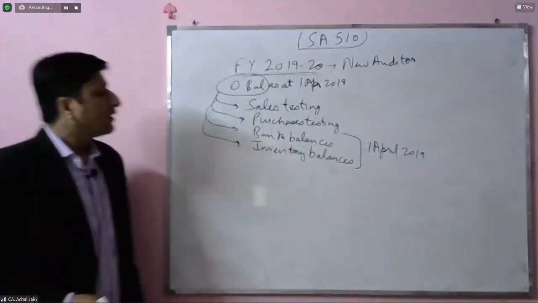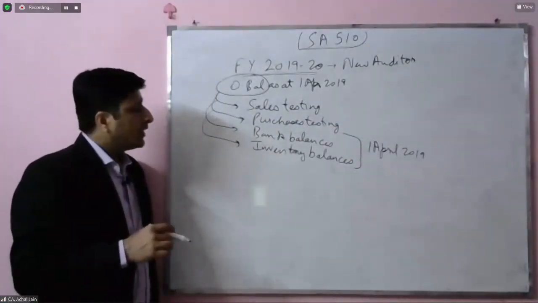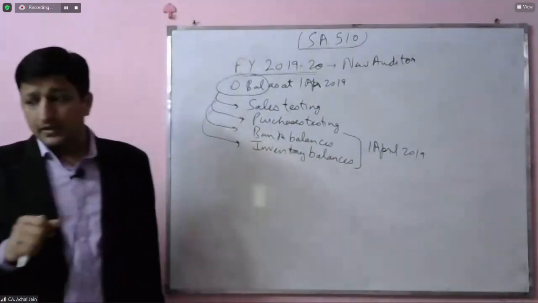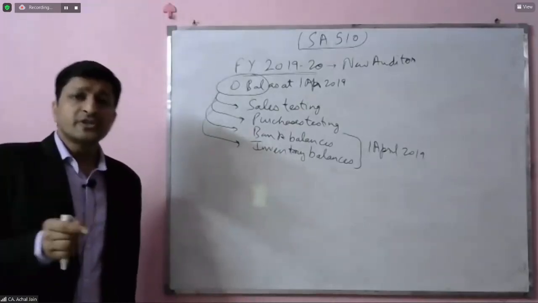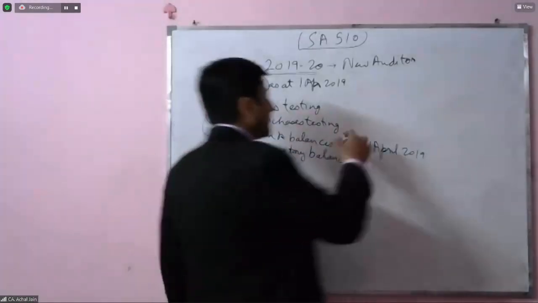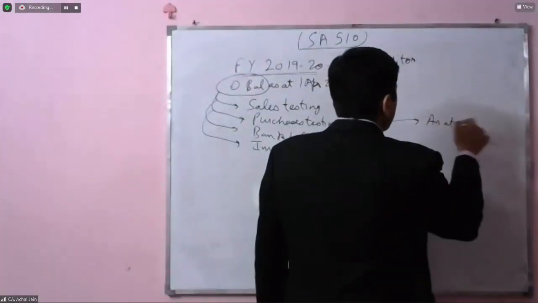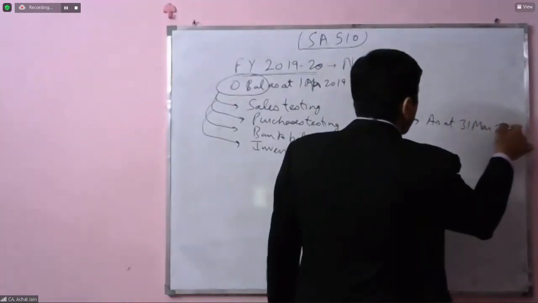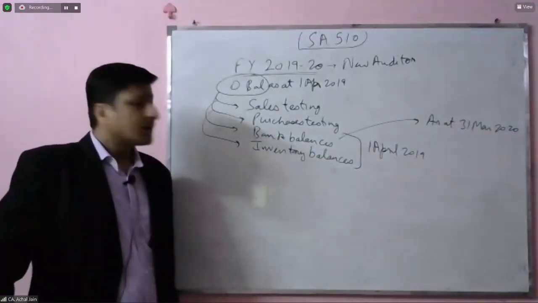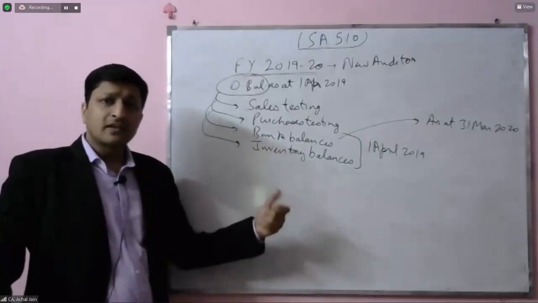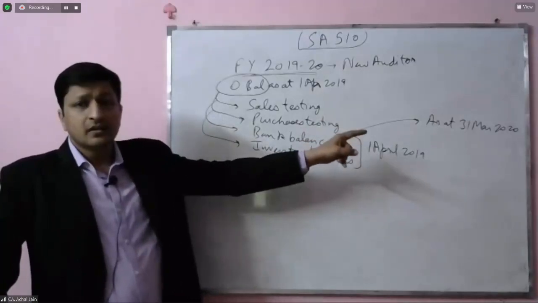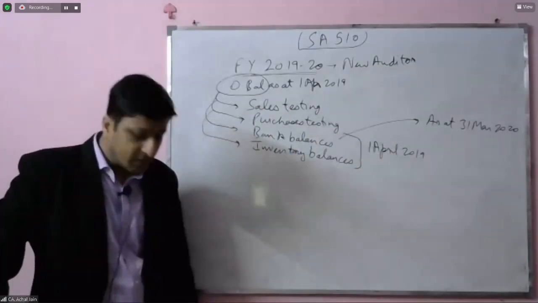Okay. But the management is of the view that these balances would also get tested by the auditor when he would perform his procedures for the balances of these two as at 31st March 2020. So management is of the view that these two balances would anyways get tested by the new auditor when he would be testing both these items as at 31st March 2020. Okay.